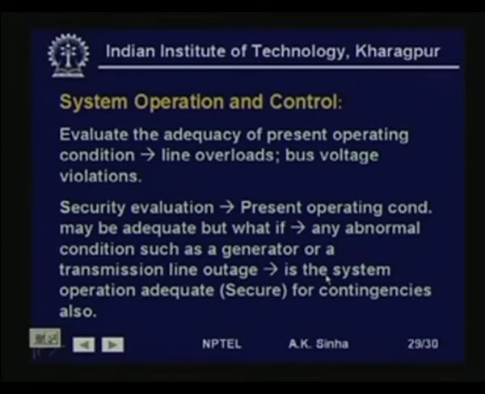Now, in this situation, is the system operating condition adequate for the contingencies, that is for these outages, without any violation? Now, if you look at this kind of an analysis, then for a large power system with say 1000 buses and 2000 transmission lines, we need to consider outages of each of these 2000 lines taken one at a time. That means you need to do 2000 load flows.